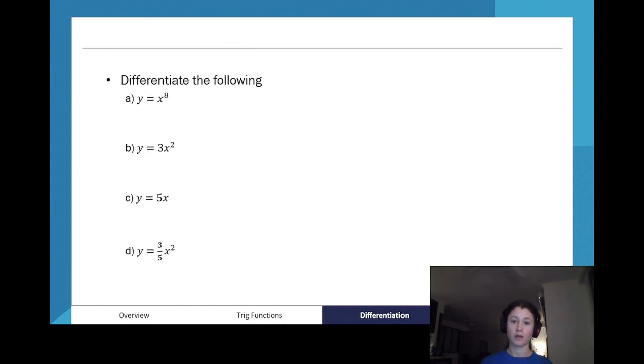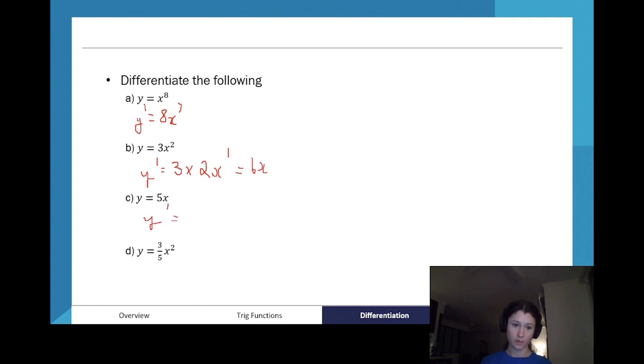Alright, let's get on to applying this. Again, pause the recording, have a go at this before we go over the solutions. So, let's differentiate these functions. So our differential here is going to be y dash equals, we're going to take that old power down, leave the x there, and then minus our new power by 1. Same thing here, we're going to leave that 3 out the front, we're going to take that old power down, and then minus the new power by 1. So we're going to get 6x.